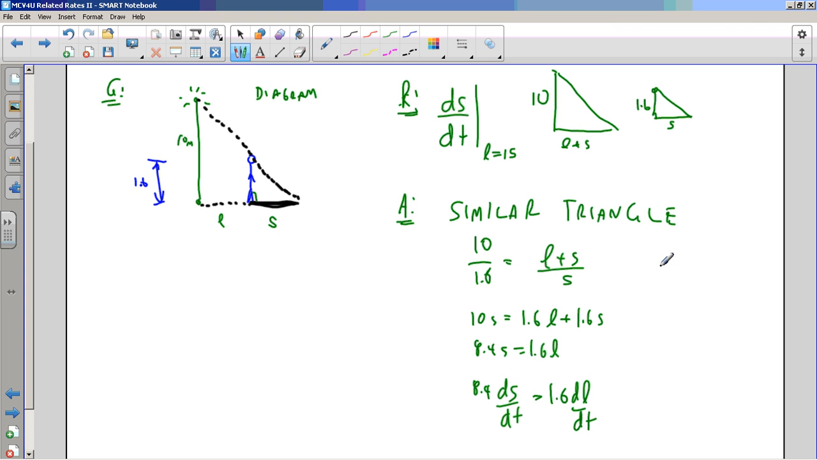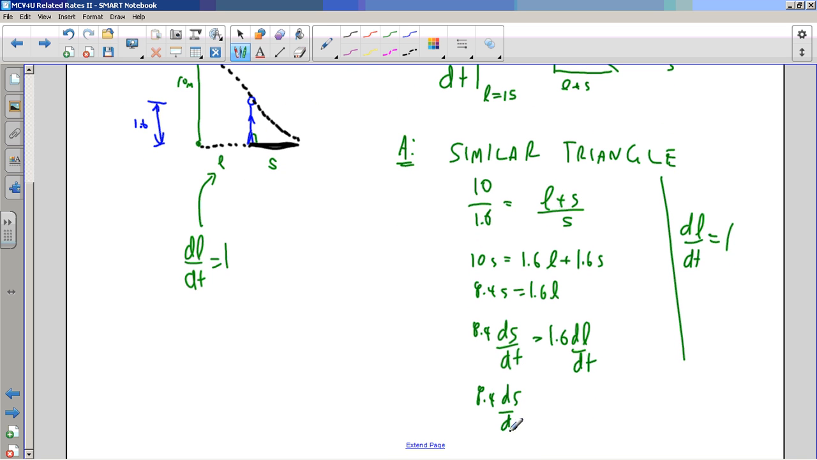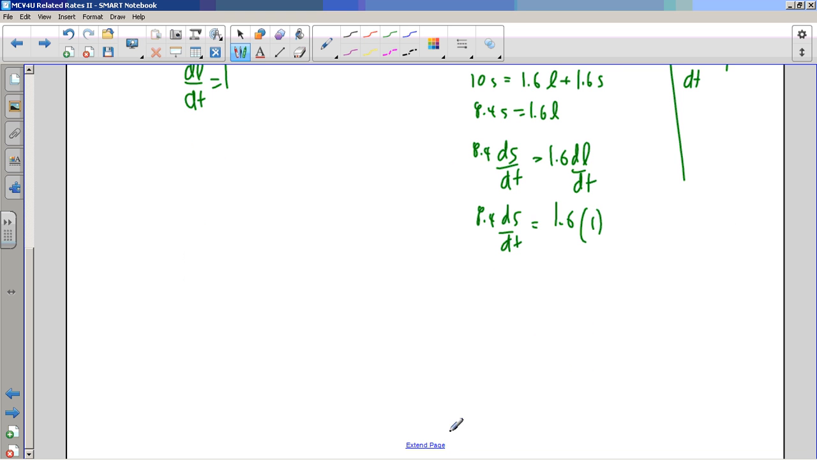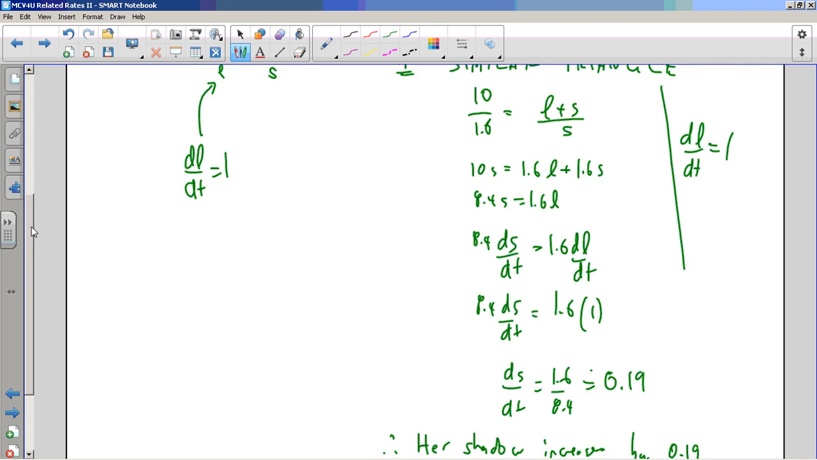What's dL/dt? At what rate was L changing? Huh. That was her walking away. When she's walking away by 1 meter, dL/dt was 1. So that's equal to 1. Okay, no problem. So that means I can solve for ds/dt. ds/dt is 1.6 over 8.4, which is about 0.19. And therefore her shadow increases by 0.19. What's that? Meters per second?